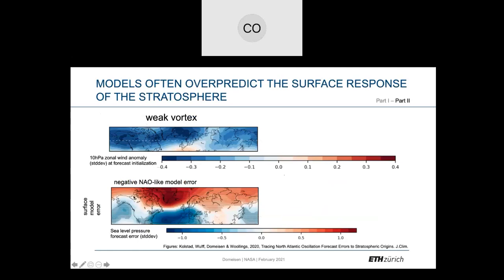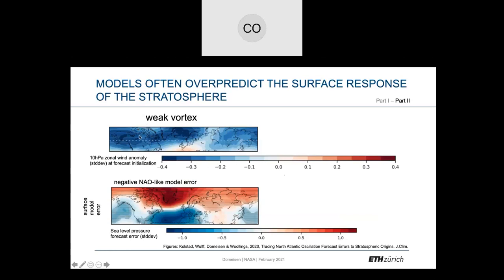This is a paper by Erik Kolstad, where he looked at the typical model errors that we see in the troposphere. Note, this is not a negative NAO, this is the model error that we see. It looks like a negative NAO. So we identified the major model errors, and this major one looks like a negative NAO. And it turns out whenever this happens, this is preceded by a weak vortex.